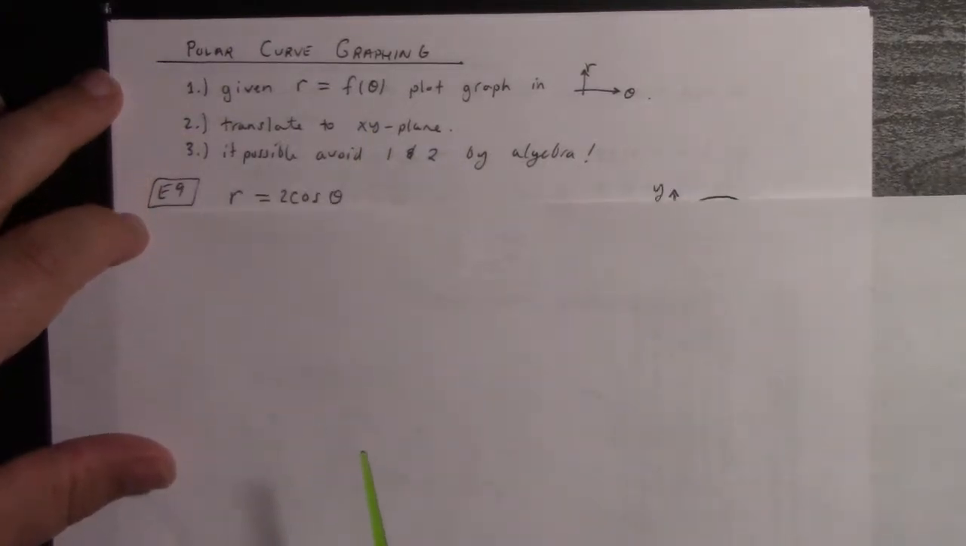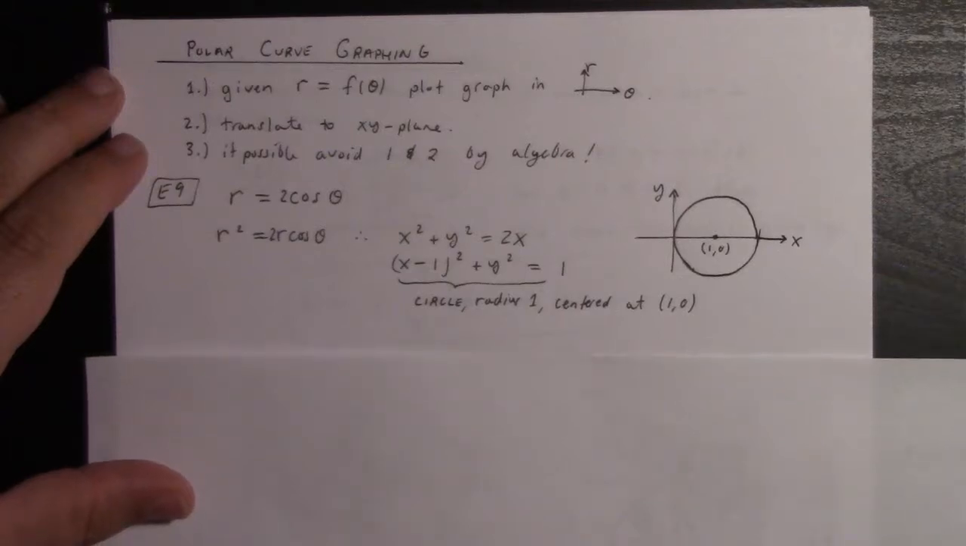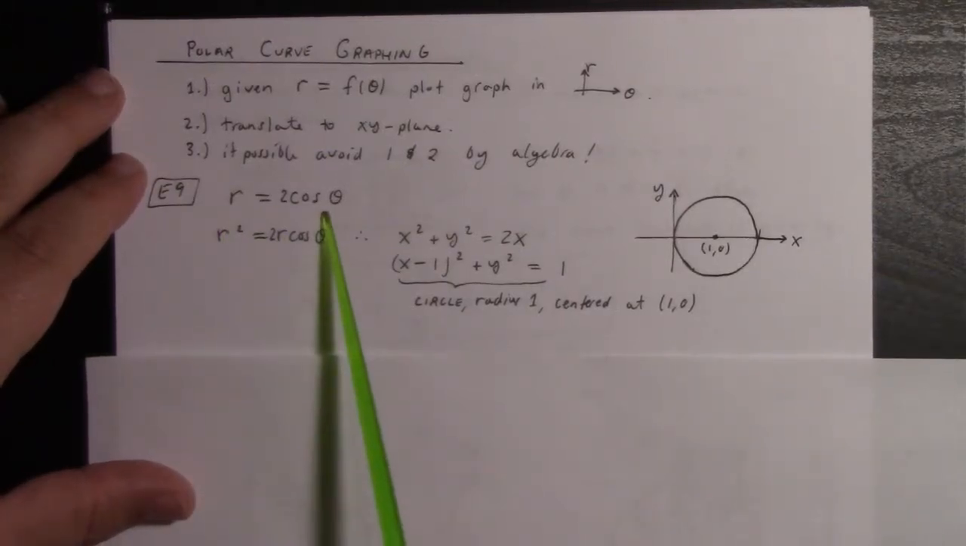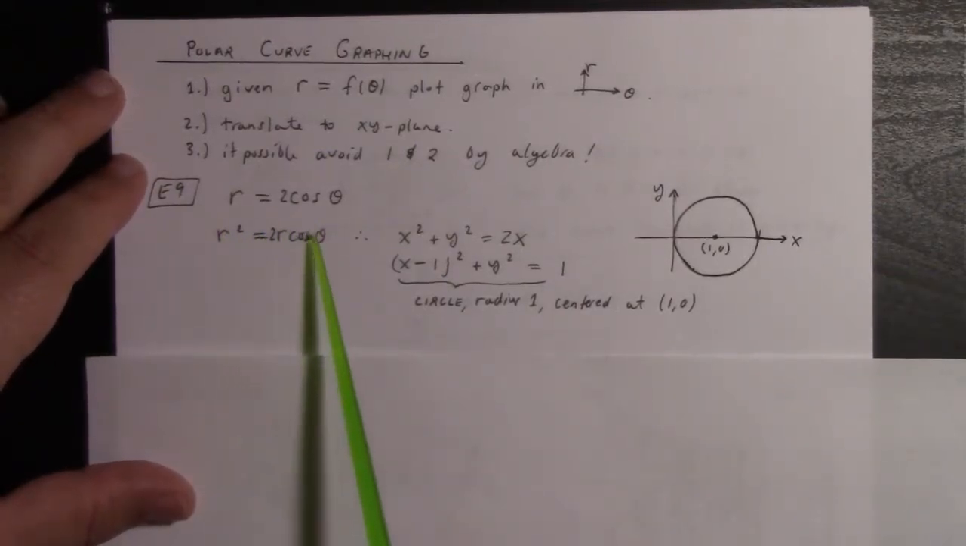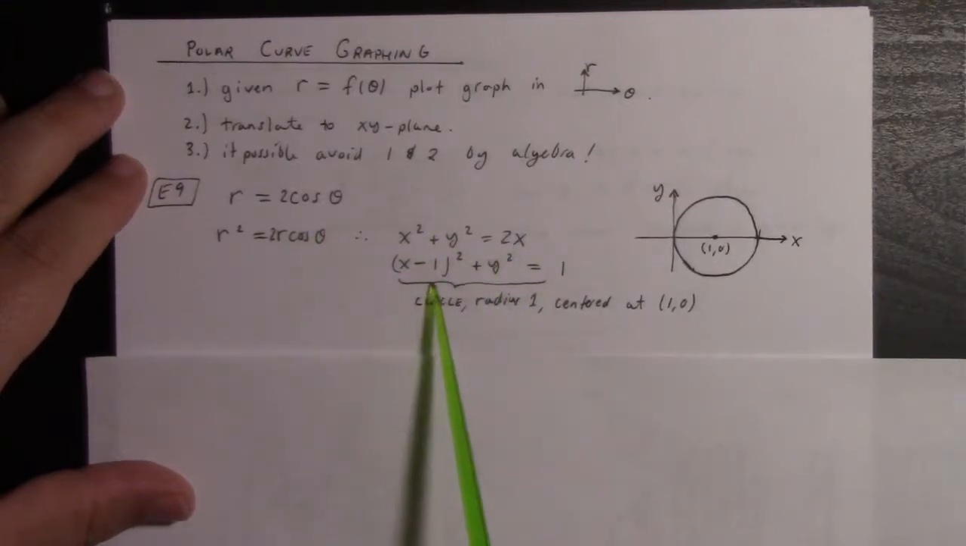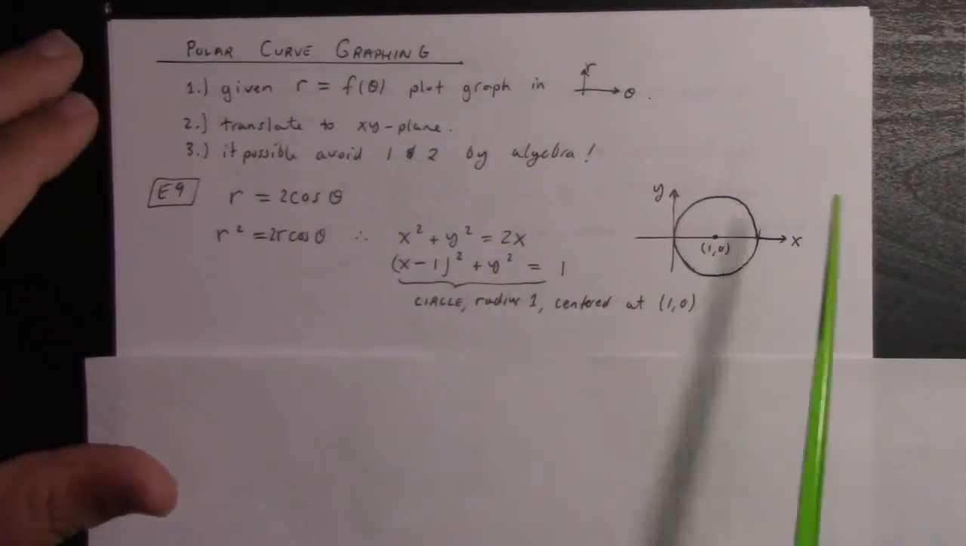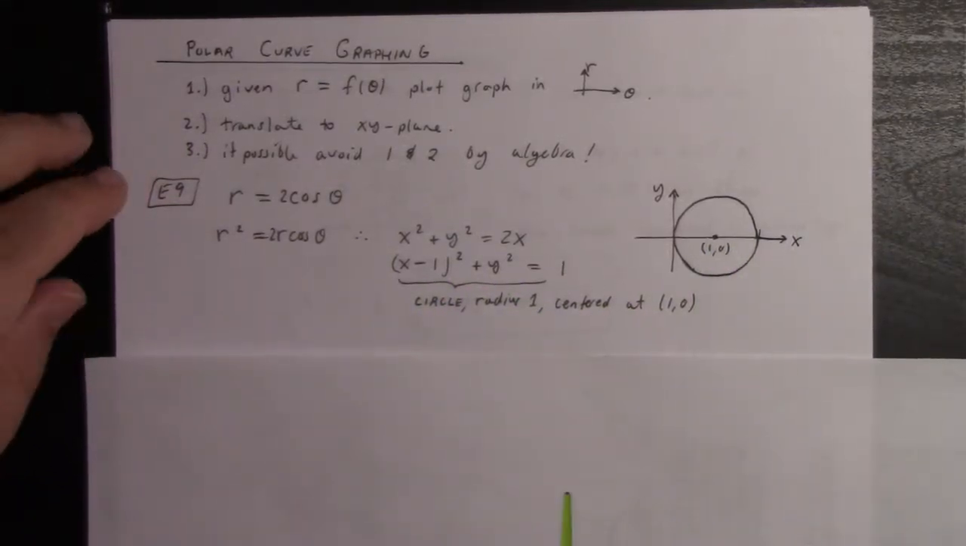So my first example, example 9 here, is algebraically geared. I'm given r equals 2 cosine theta. I multiply both sides by r. That gives me x squared plus y squared equals 2x. Complete the square, and I get a circle of radius 1 centered at (1, 0). Graphed. Done. Right? Not bad.